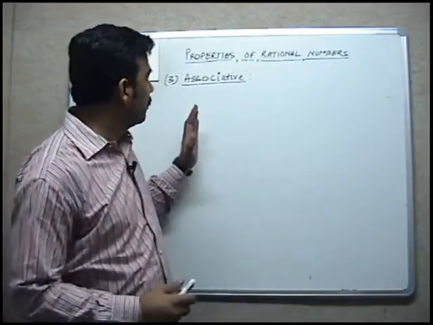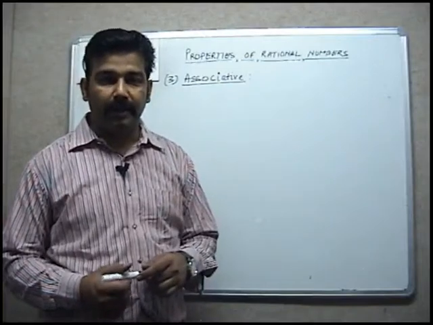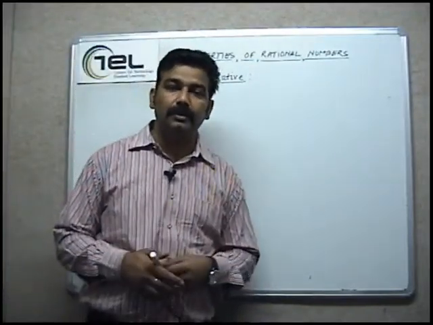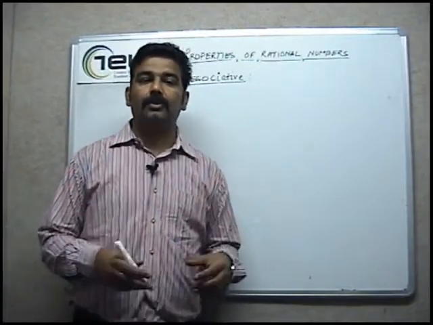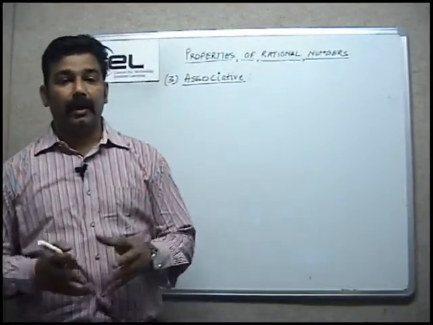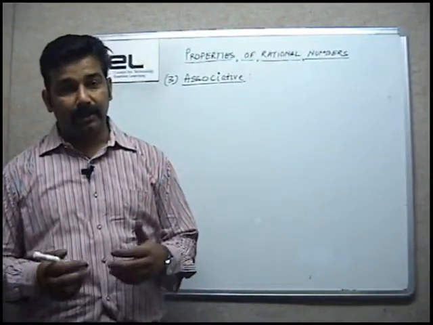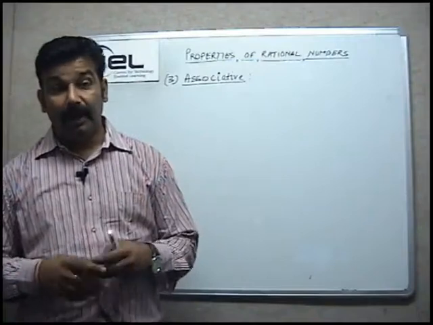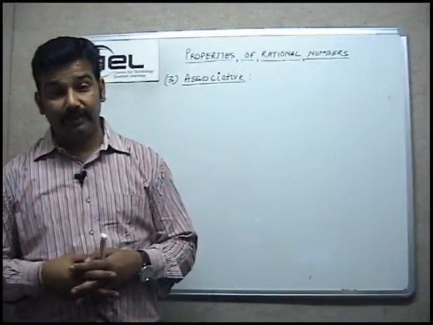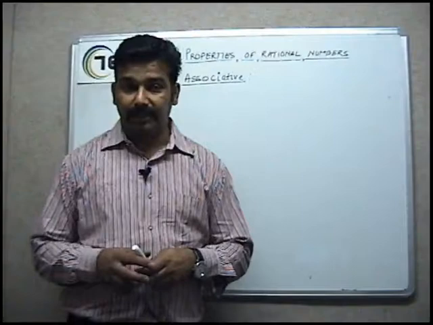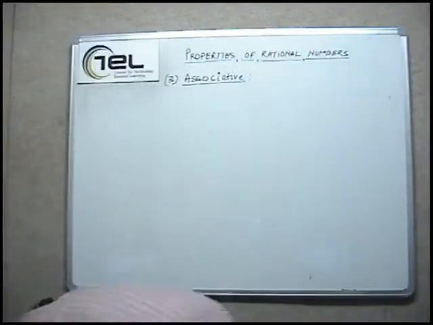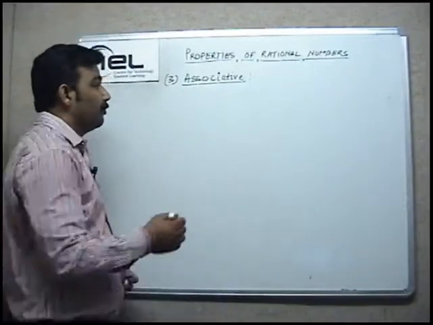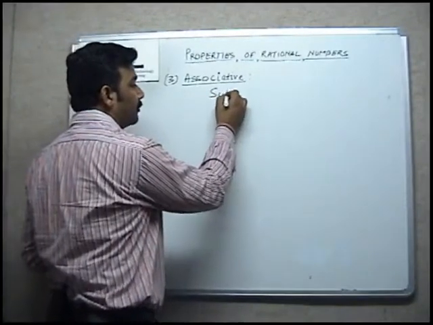So we have learned the associative property in addition and multiplication of integers, whole numbers and rational numbers. Now we will go with the associative property in subtraction. Is subtraction associative, and is division associative? Let's check with one example. First of all, we will go with the associative property in subtraction.